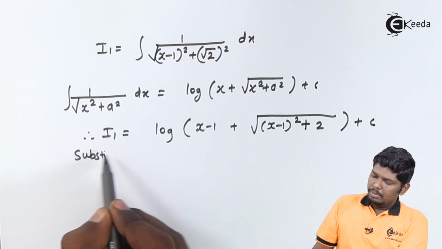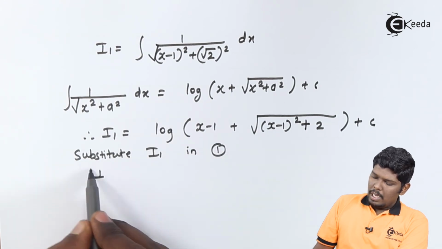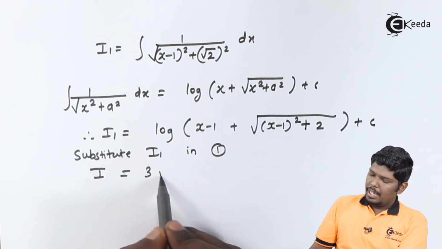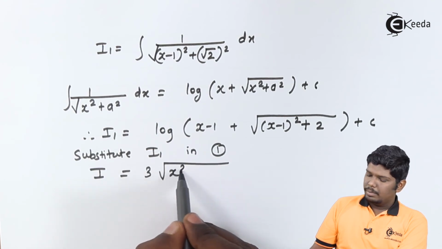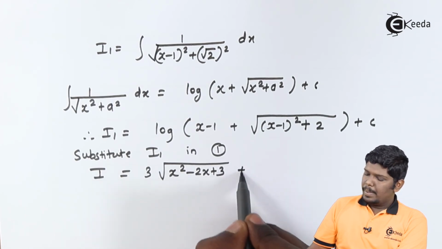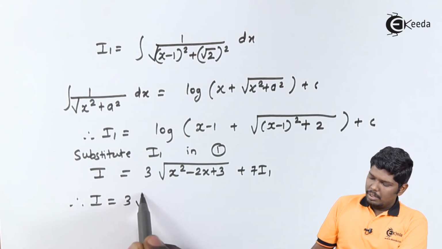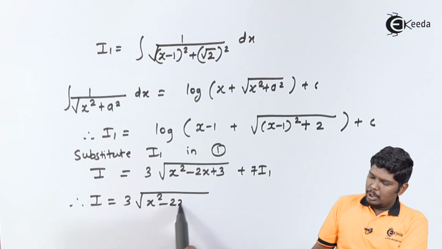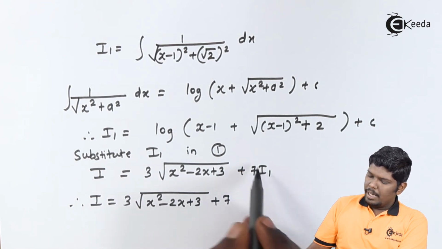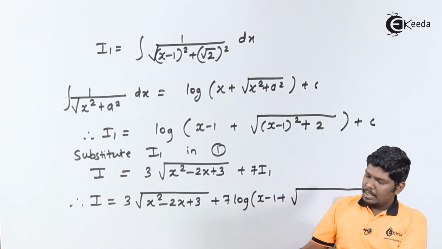Let us substitute I1 in equation number 1. Equation number 1 was I is equal to 3 into under root x square minus 2x plus 3 plus 7 into I1. Therefore, the final answer is I is equal to 3 under root x square minus 2x plus 3 plus 7 into log of x minus 1 plus under root x minus 1 the whole square plus 2, plus c.